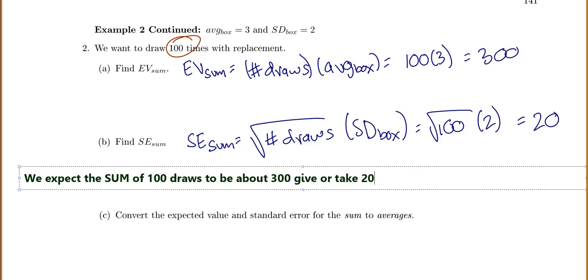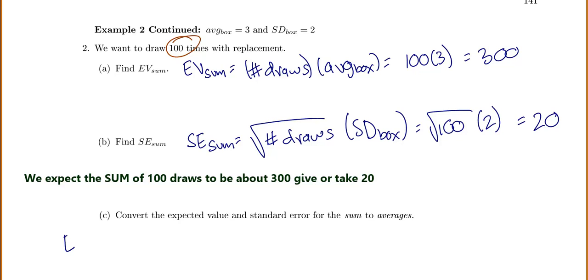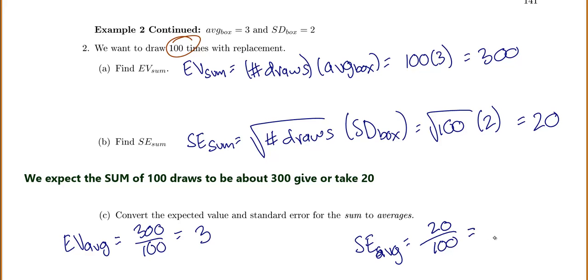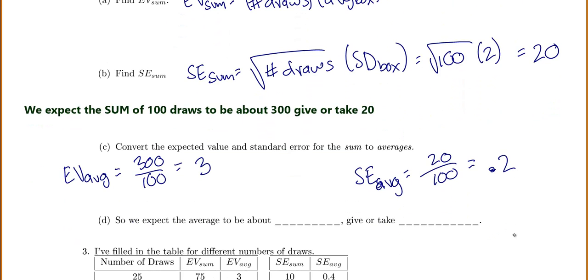Now for C, let's convert the expected value and standard error for the sum back to averages. So the expected value of the average is just going to be your old expected value of 300, and just divide by how many times you drew, 100, and you get back to 3. And the standard error for your average is your old standard error of 20 divided by how many times you drew, which gives me 0.2. So we expect the average to be about 3, give or take 0.2.